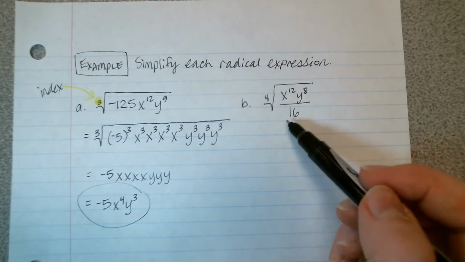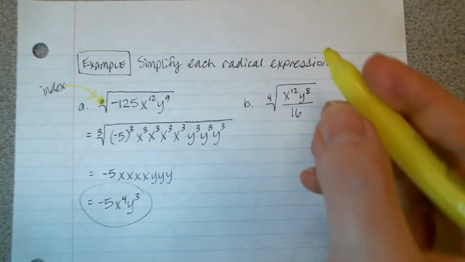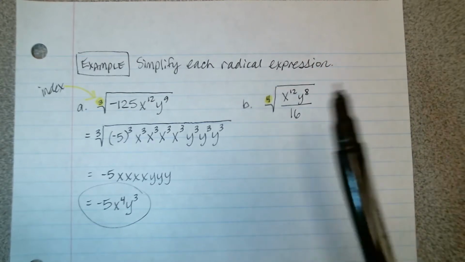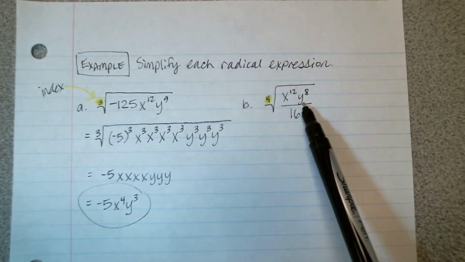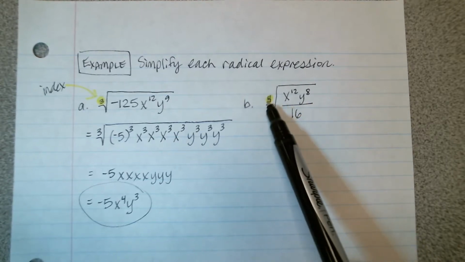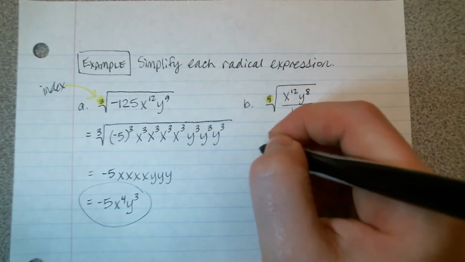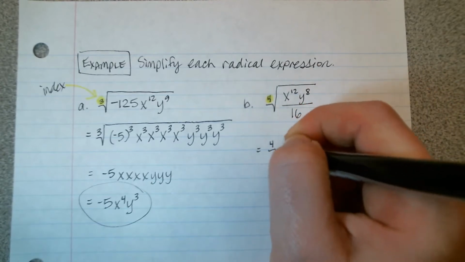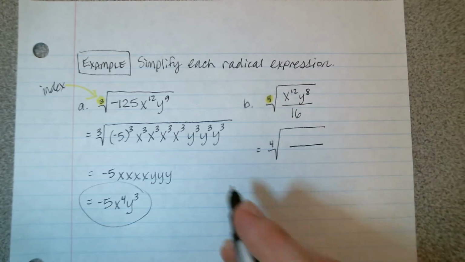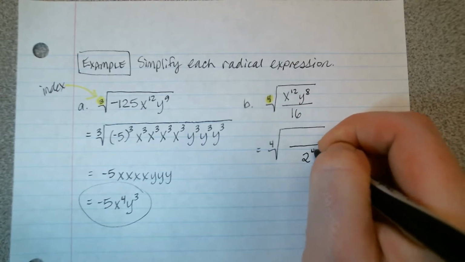Okay, so in the second example, because the index is 4, I'm now wanting to factor each of these values here into something to the 4th power. So again, working down the page, keep the radical with the index. We're just working inside. So 16 I know is 2 to the 4th power.